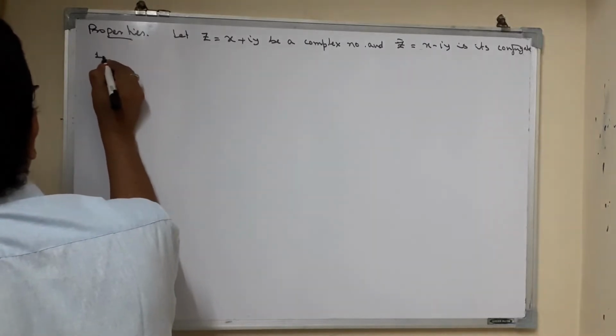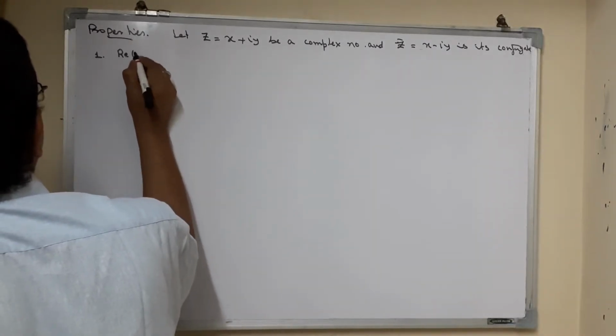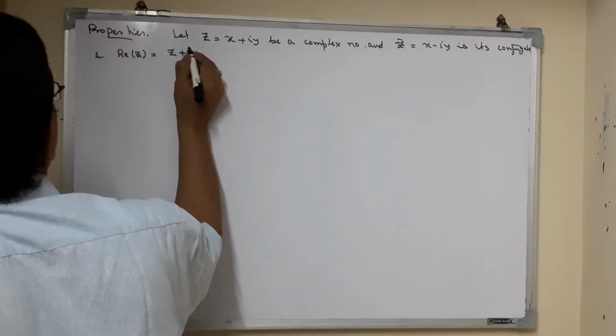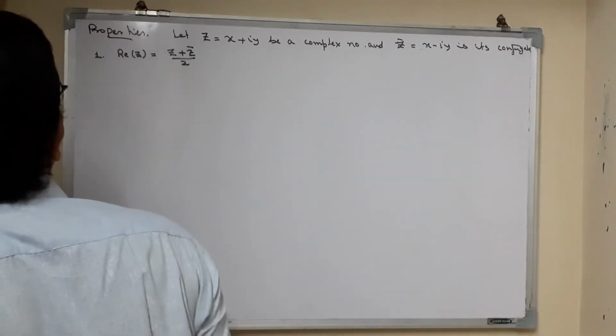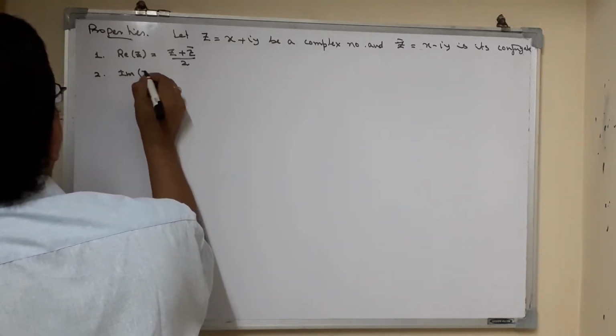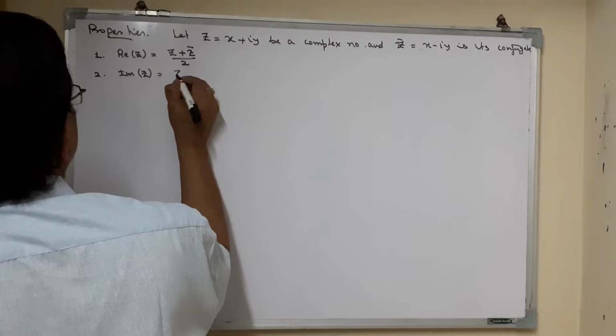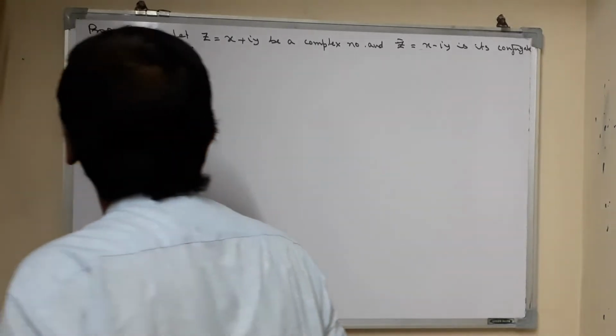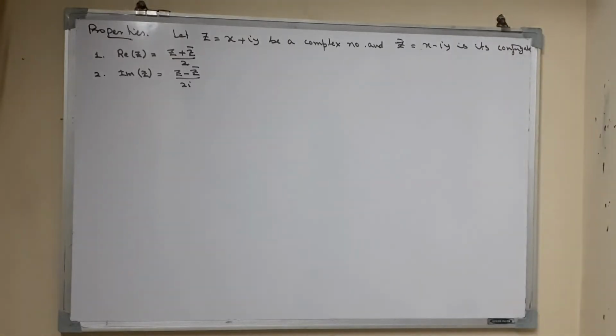1. The real part of z is z plus z bar by 2. 2. Imaginary part of z is equal to z minus z bar by 2i. Look at it carefully. When z and z bar are given, the real part of z is z plus z bar by 2. Im z is z minus z bar by 2i.